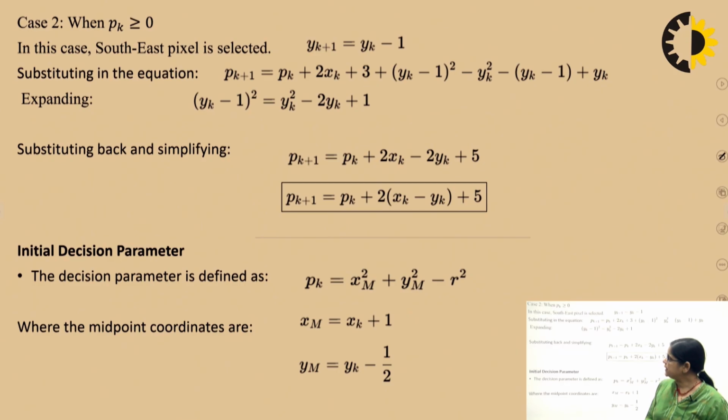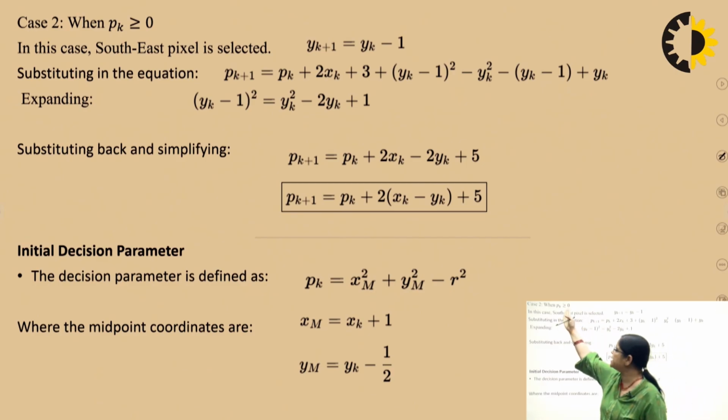Now, there are two conditions. If you remember, we have taken pk at k equal to 0, greater than 0 or less than 0. Equal to 0 means that it is lying on the boundary. Whether it is inside or outside, we are deciding by these terms, right?